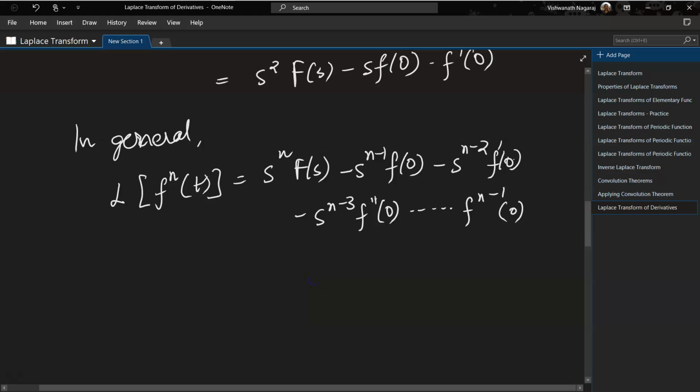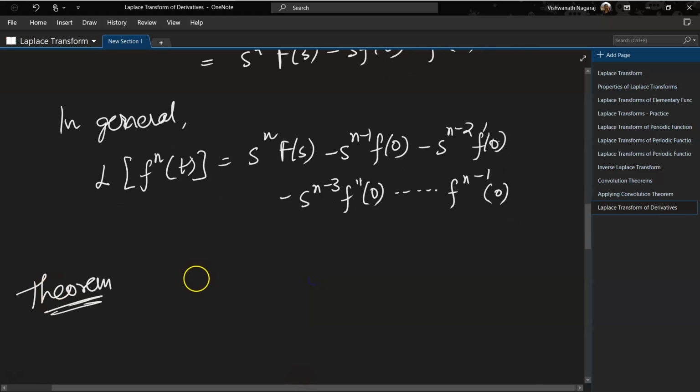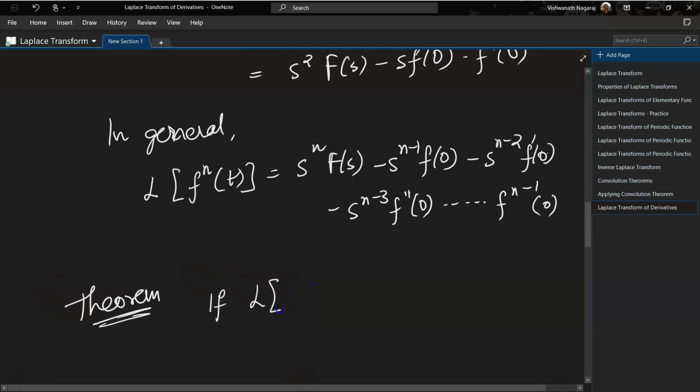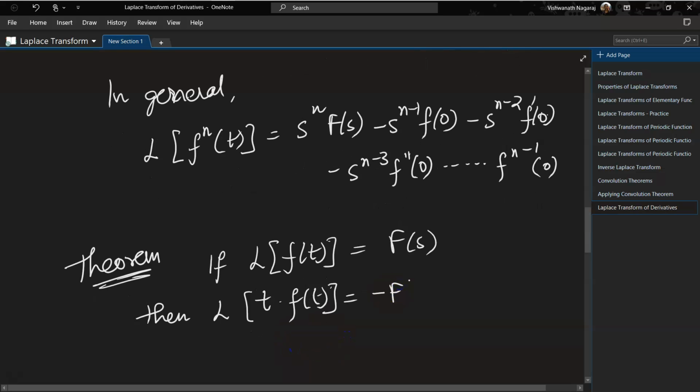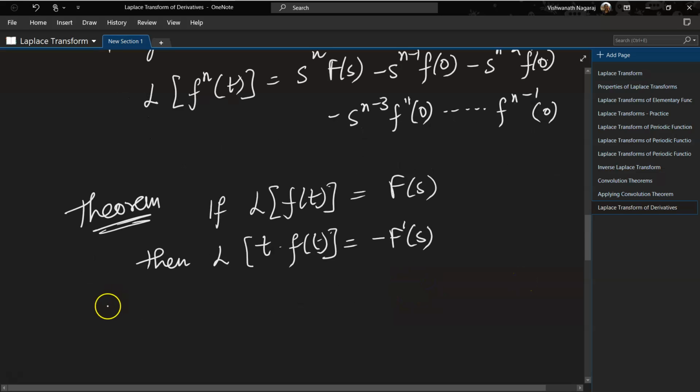Now let's look at the next theorem. As per this, if Laplace of f of t is equal to F of s, then Laplace of t times f of t is equal to minus F prime of s. Okay, let's again prove this.